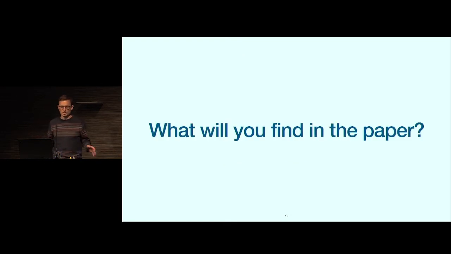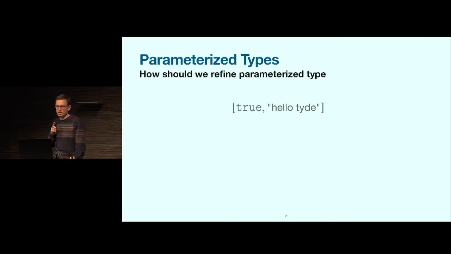So this is our entire basic idea. We combine those two rules. We build upon the algebraic subtyping system. We don't require any type annotations, and we infer those refinement types. So what will you actually find in the paper? The big question is what do you have to do for parameterized types, like lists of elements of A?